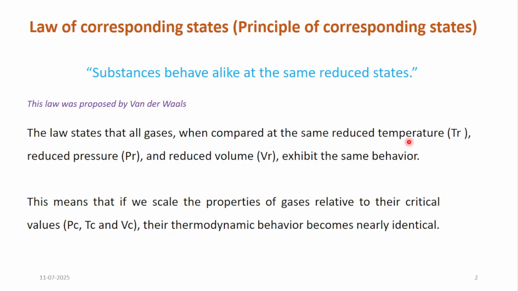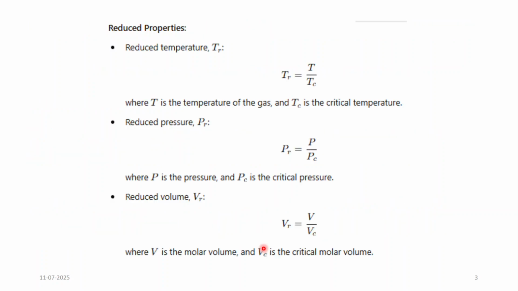There is something called reduced temperature, reduced pressure and reduced volume, which you express in terms of critical volume, critical temperature, critical pressure. This law was proposed by van der Waals. So you have to find out TR, PR and VR. You can find these in terms of critical constants.